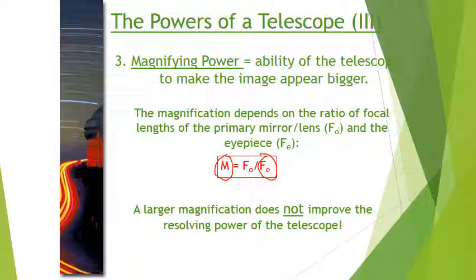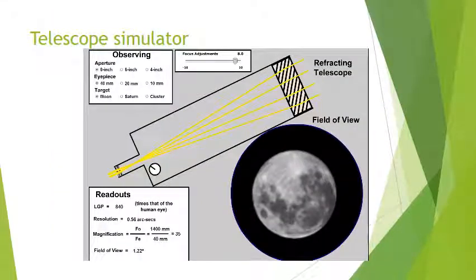If you're going to invest in a telescope, the best thing to do is buy a big scope. That's going to improve the quality of the signal. And then you can amplify it as much as you want. Okay, so now that you're familiar with some of the different powers of a telescope, light gathering power, resolving power, magnifying power, let's see them in action using this telescope simulator.